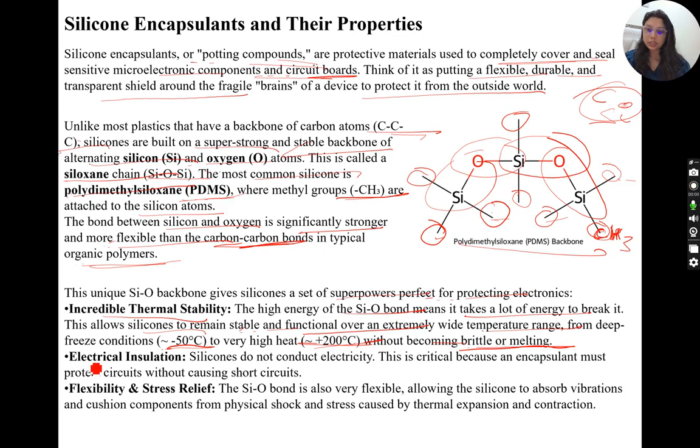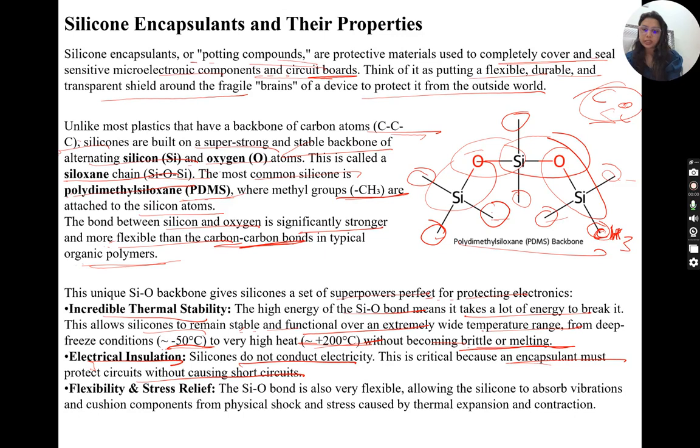Another one is electrical insulation. This is a very important property, because if you talk about the polymers for coatings in electronics, they should be electrical insulators. Otherwise, if they conduct electricity, problems arise. So this is an electrical insulator; it does not conduct electricity. This is critical because an encapsulant must protect the circuit without causing short circuits. So short circuits are prevented. The polymer coating should be electrically insulating.